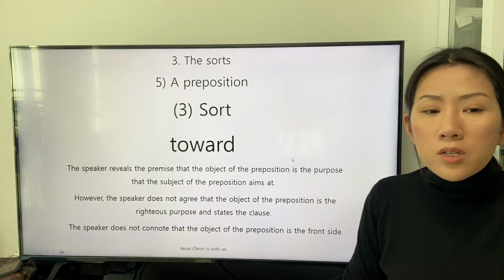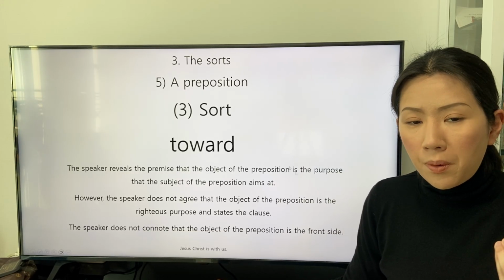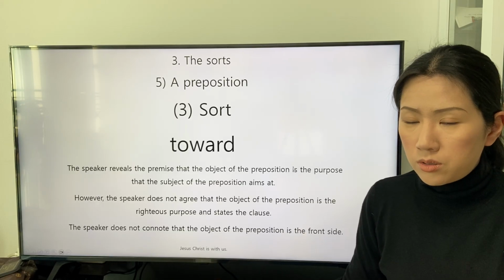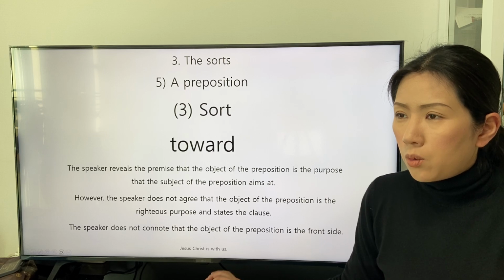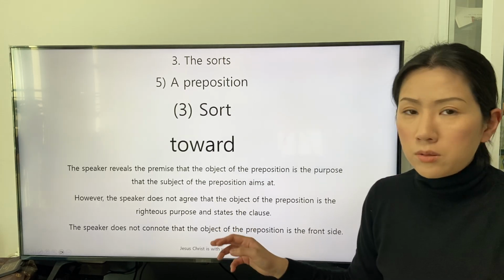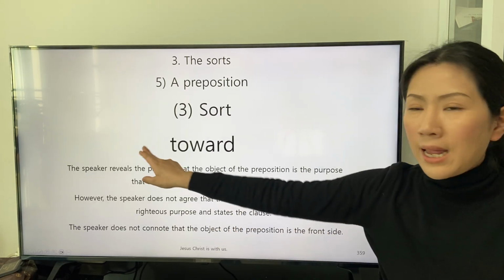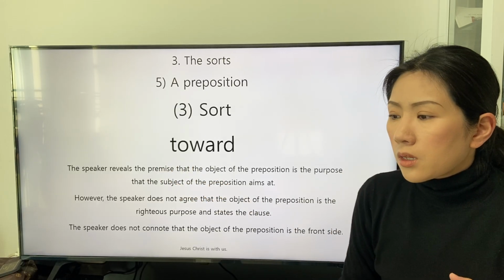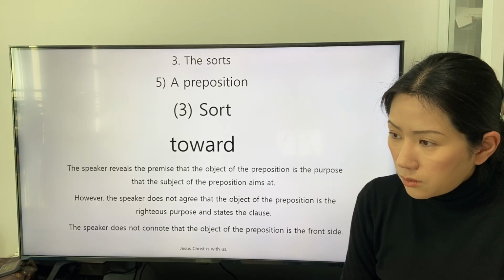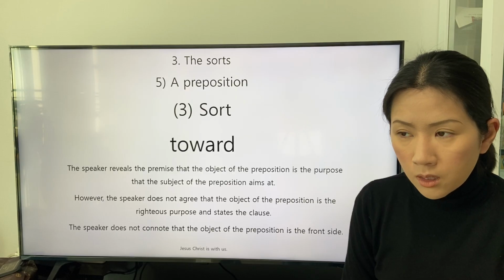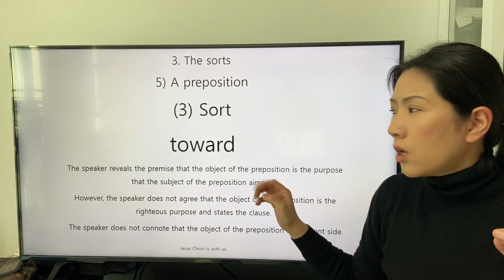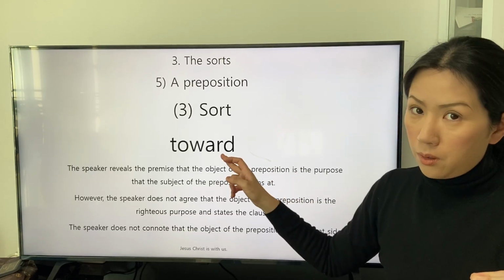However, the speaker does not agree that the object of the preposition is the righteous purpose and states the clause. This explanation is about the difference between the preposition to and the preposition toward. In this explanation, we focus on the object of the preposition toward.